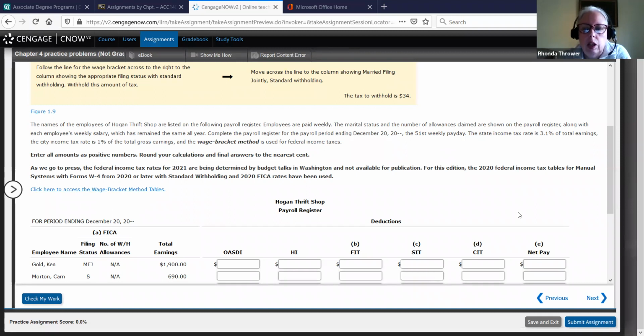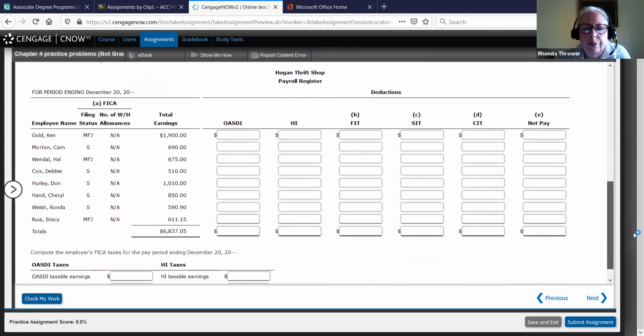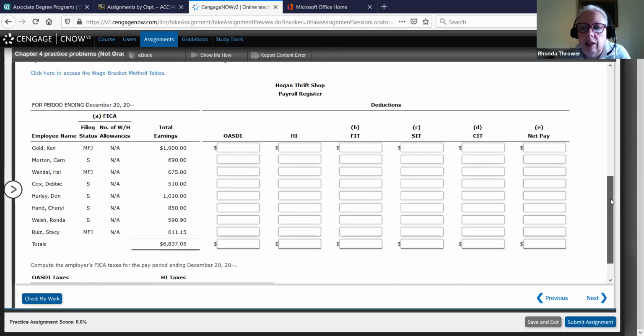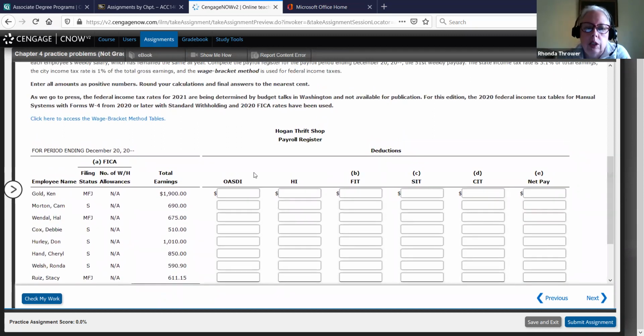Now, there are several employees on this payroll register. What I'm going to do for you is just the first example, because the remaining examples are done exactly alike. It'll cut down the length of this video greatly if we just do one. If I do one example, the rest are done basically the same way. So I'm going to start with Ken Gold. He is married, filing jointly, and he doesn't have any withholding allowances.